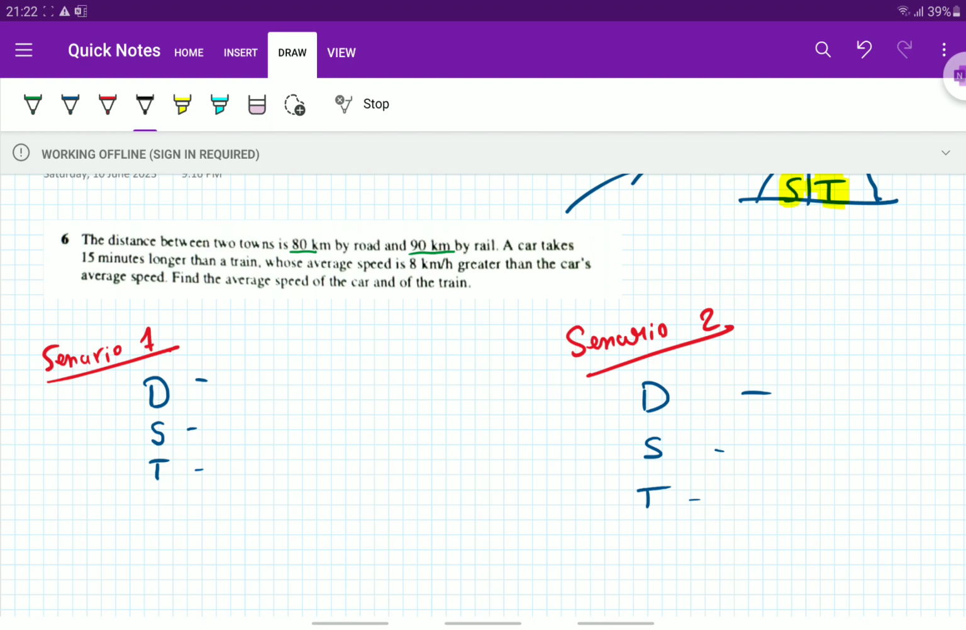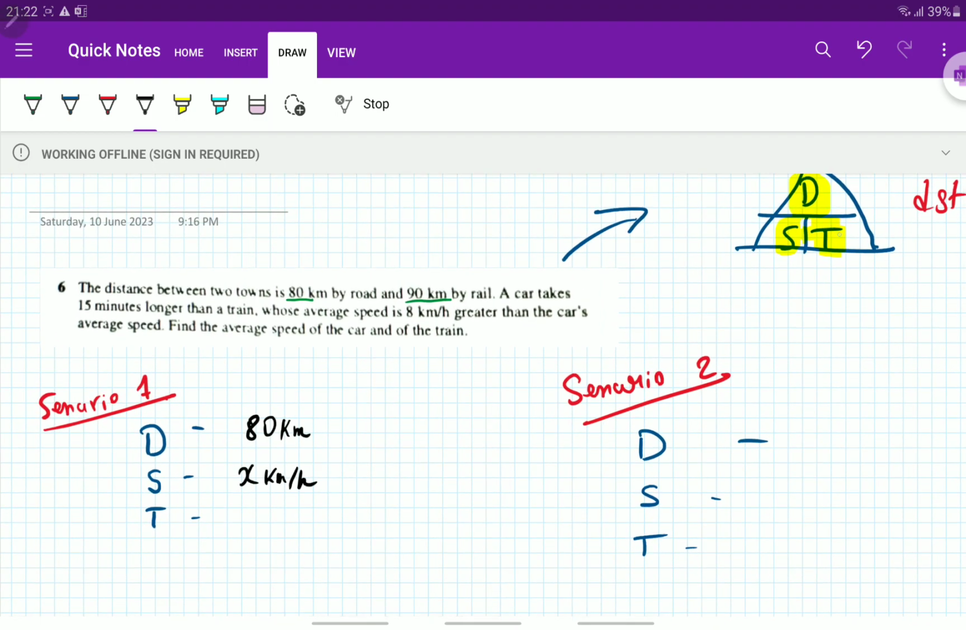So for scenario 1, which is the car, the distance traveled is 80 kilometers. Then the speed they're traveling at, let's label it as x. Let the speed be x kilometers per hour. And then the time it takes, if you follow the DST triangle, is distance over speed, which is 80 over x hours. Okay, so that's scenario 1 filled out.